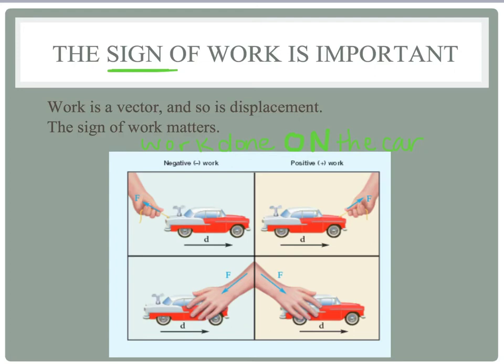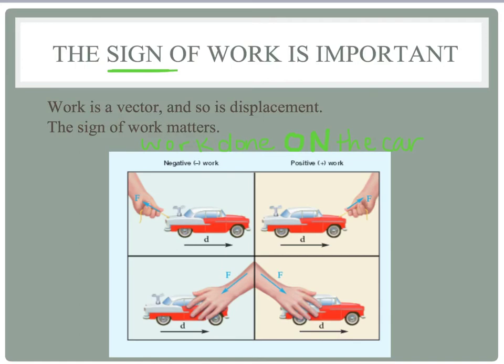So work is not a vector, but displacement is a vector. However, the sign of work still matters because it tells us whether the work is being done on the object or being done by the object. So it kind of gives us the direction of work, in that we know which side is gaining or losing energy. This example is from your book.